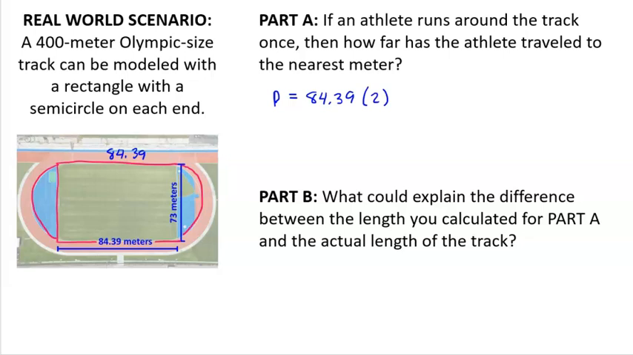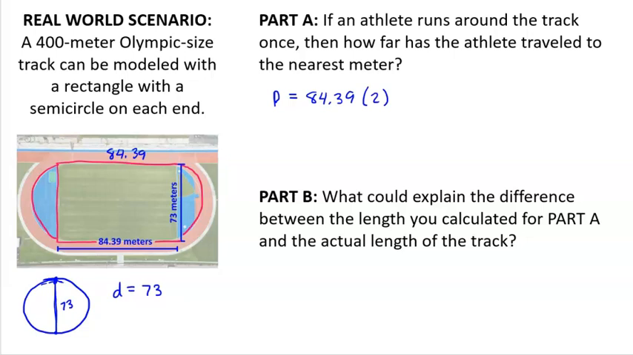But then we also have these semicircles here. And so if I were to put them together and just create that circle, this is 73, and that's going to represent the diameter of the circle. So the diameter, as it goes from one point to the other, is 73, and we're looking for the perimeter of the circle, and that's called circumference.